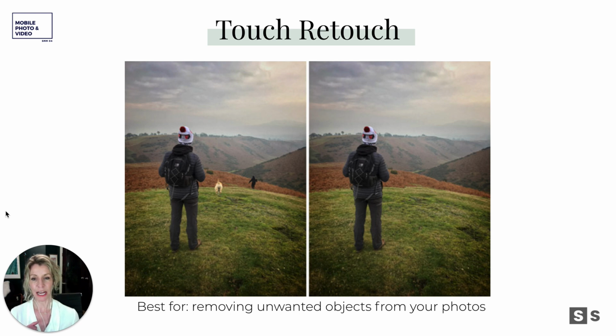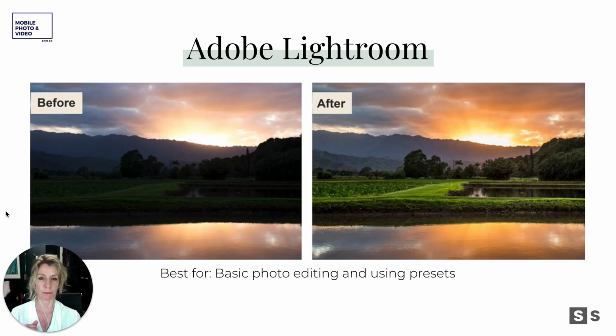And then Touch Retouch, just like it sounds. It's great for removing unwanted objects from your photos. So you can isolate an object or an element in that photo and voila, it's gone. Like the dog and the person in the foreground, just to make sure that the photo was about the guy standing there staring out, not about the dog's butt or the person running ahead. So pretty cool that we can now isolate elements and remove them from our photos, and then see if that is what you're after.